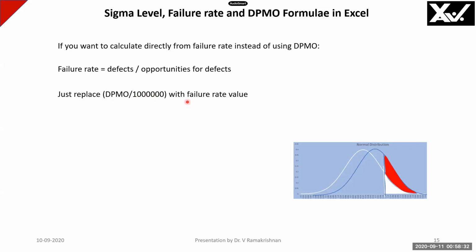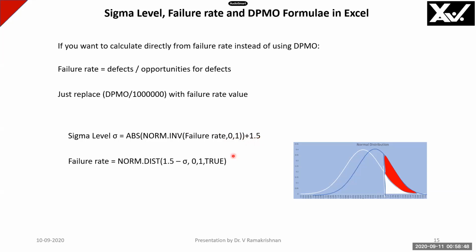You just put the failure rate in the formula, and the formula will be ABS, open bracket, NORM.S.INV, open bracket, instead of DPMO by 1 million, I'm writing just failure rate, comma 0, comma 1, plus 1.5 to get the short-term sigma level. So failure rate is equal to NORM.DIST, open bracket, 1.5 minus sigma, comma 0, comma 1, comma true. The true is because we are telling area to the left. Because 1.5 minus sigma will be negative, instead of the right-hand side area, we are getting the left-hand side area on this symmetric curve.